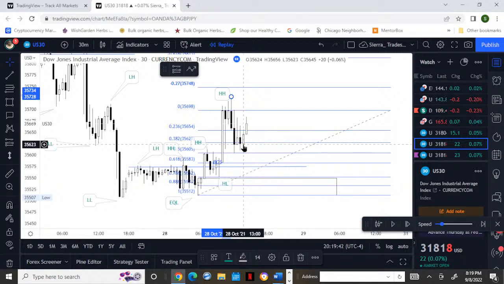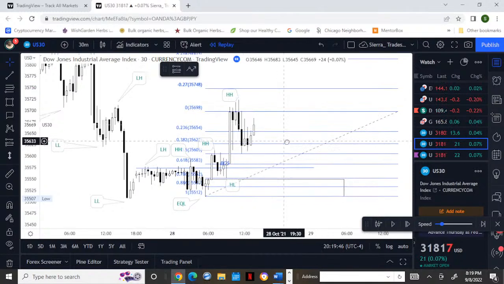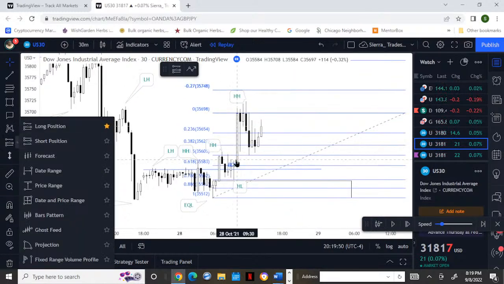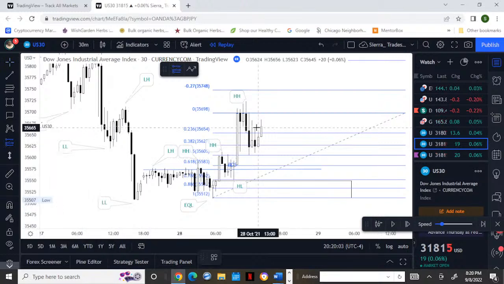Then here, this would have been our entry. This candle here. Even though this candle right here was looking bearish, price still pushed up. I'm going to let it play. Let's see.